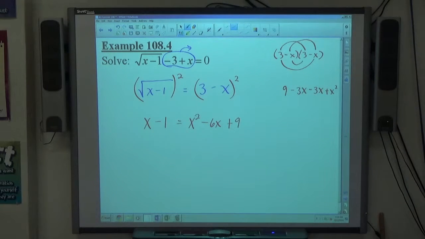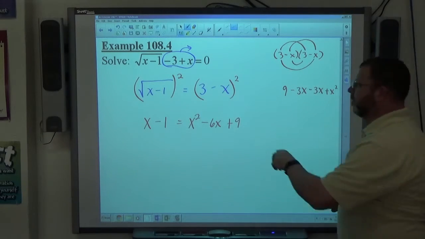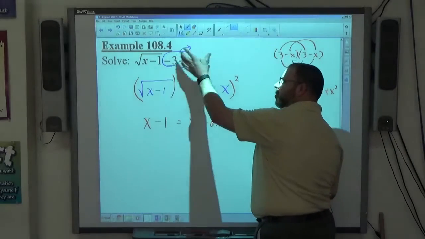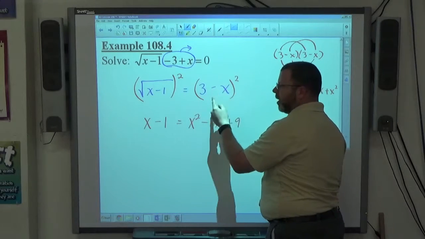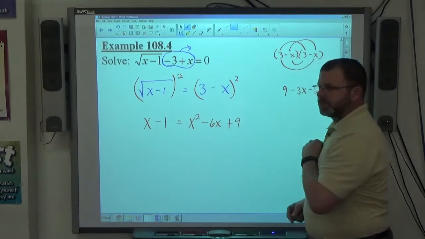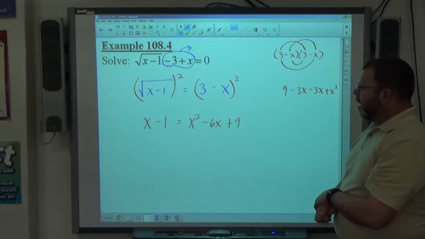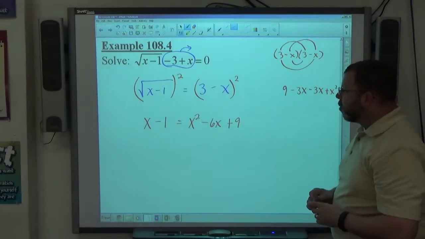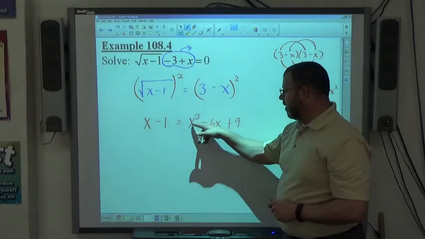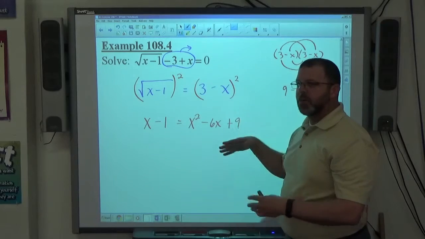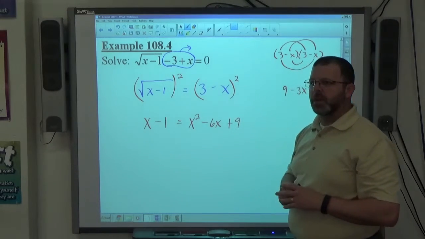Okay. And again, if you have an x outside of the radical, that's what's going to happen each time. You're going to usually have x and a number. Those numbers come over here. You're going to get a binomial squared. So you have to square the binomial. The other thing that happens here is we get a quadratic trinomial. We have an x squared and an x and a constant. So now we want to go to the factoring technique for solving a quadratic.